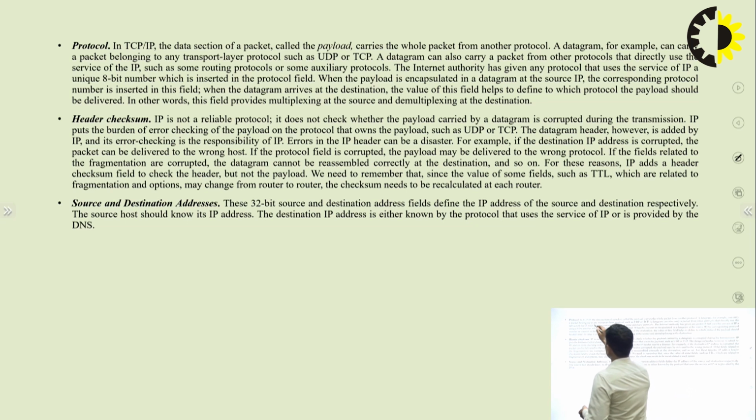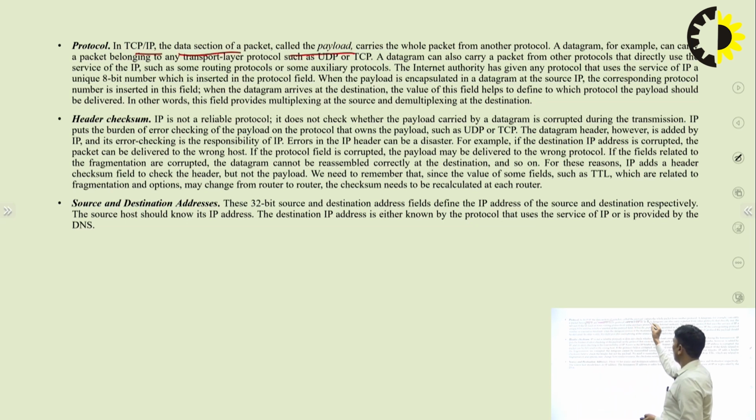Then protocol. In TCP/IP, the data section of a packet, called payload, carries the whole packet from another protocol. A datagram, for example, can carry a packet belonging to any transport layer protocol such as UDP or TCP. Okay, so this protocol field specifies which type of protocol's data is carried by this datagram.